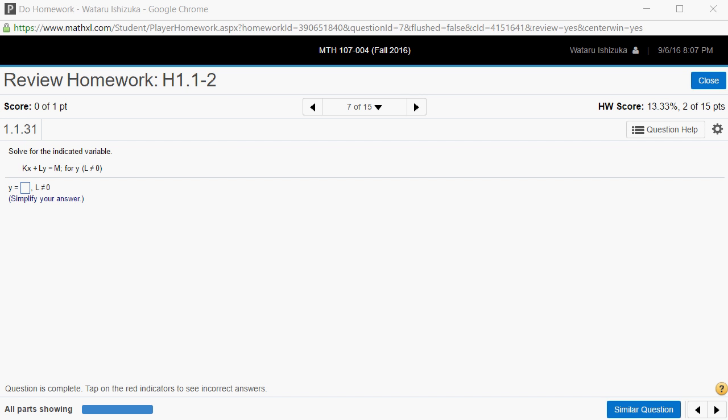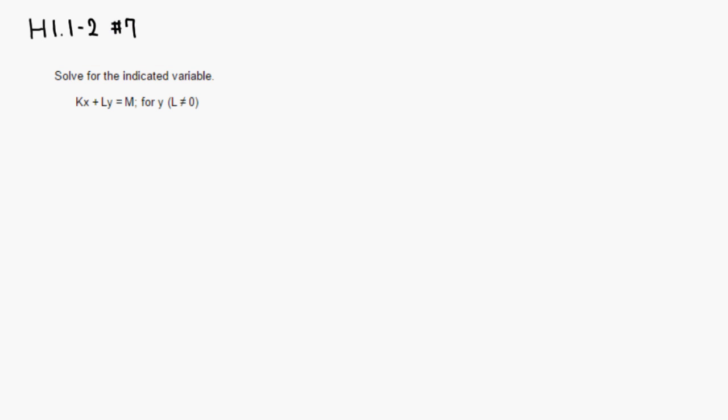All right, let's look at the homework 1.1, 1.2, problem number 7. So let's solve this equation, kx plus ly equals m for y. All right, so let's do that. So we want to isolate y.